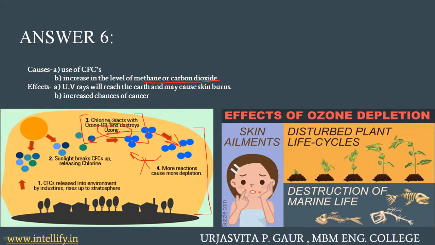It's a one-way process. And now effects would be that, as I already told you earlier as well, ozone was protecting us from the UV rays that were coming on the earth due to the sun and its radiations. These UV rays will reach the earth, and then it may cause skin burns. And secondly, these skin burns may also turn into chances of cancer.